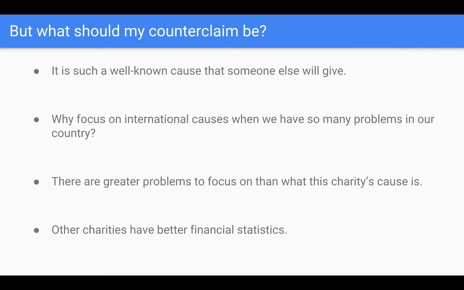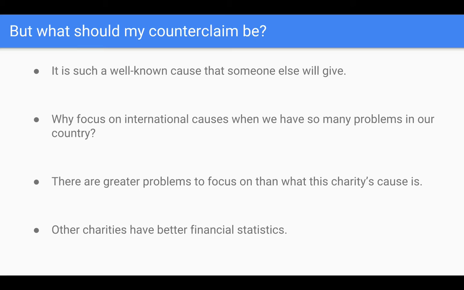So if you say, while some people think it's such a well-known cause that someone else will give, in reality, this charity only is so successful because of how much people give. For example, on their website, and then you would need to give research that shows the success of how much people have given in the past.